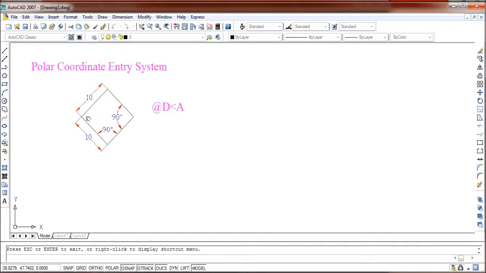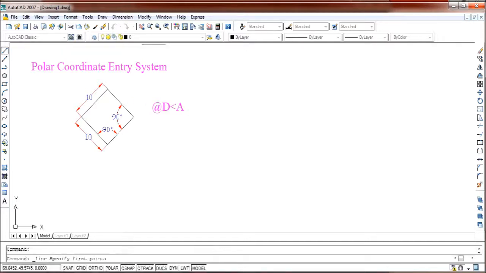So let us start working on this one. The dimension of each side is 10 drawing units. The angle between this and this is 90 degrees. In AutoCAD, the angle measurement is always from the positive x-axis. The positive angle is measured in the counterclockwise direction, starting from the positive x-axis, which is the horizontal line.